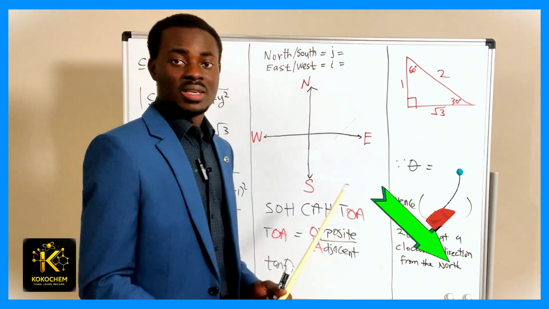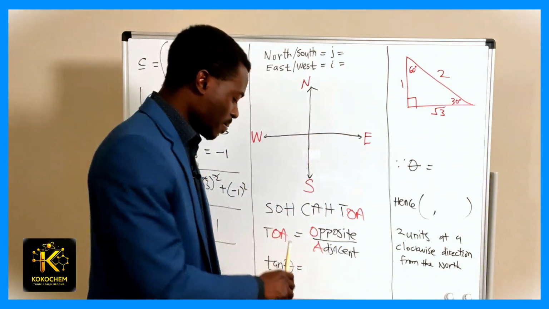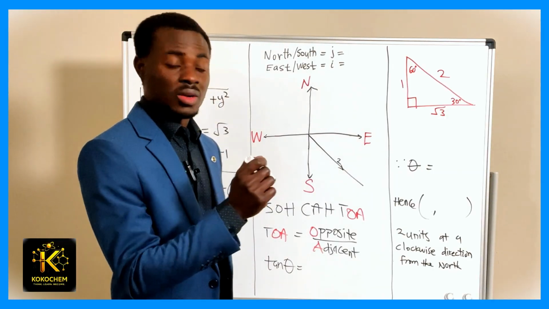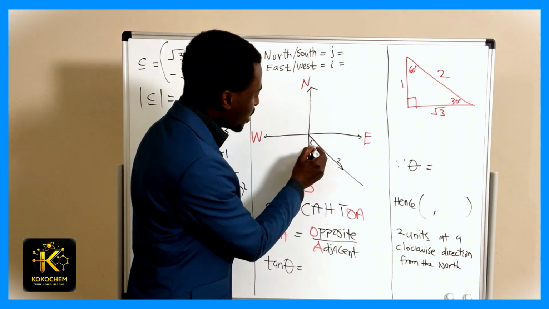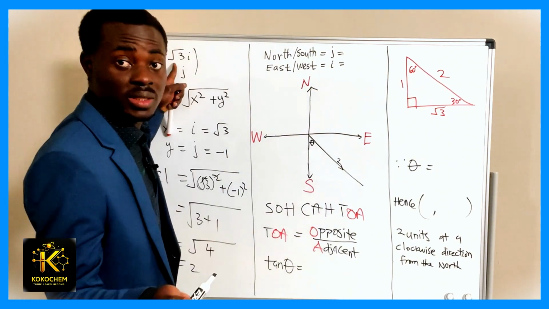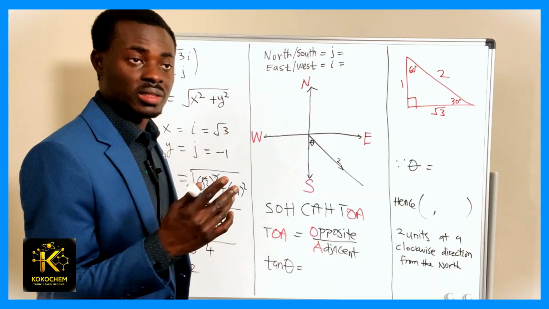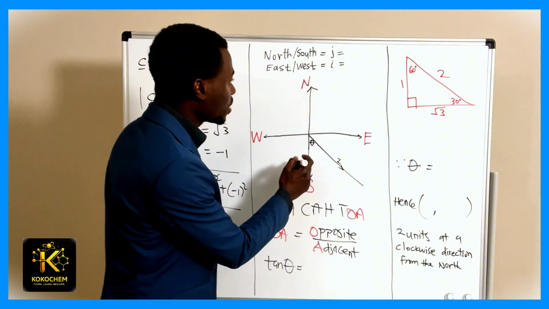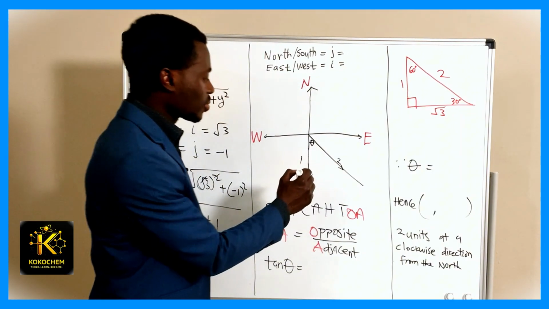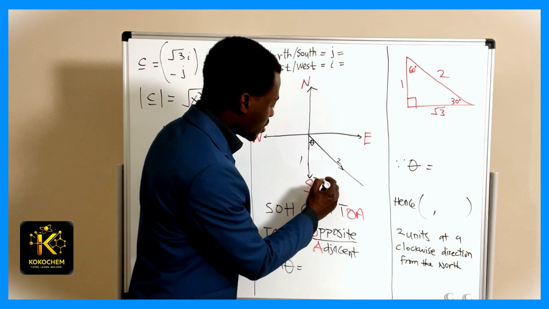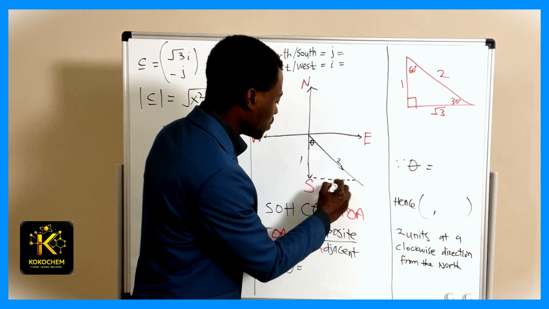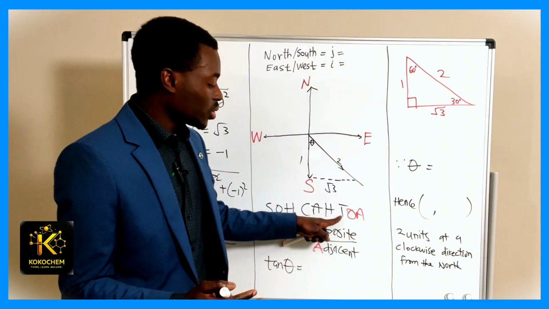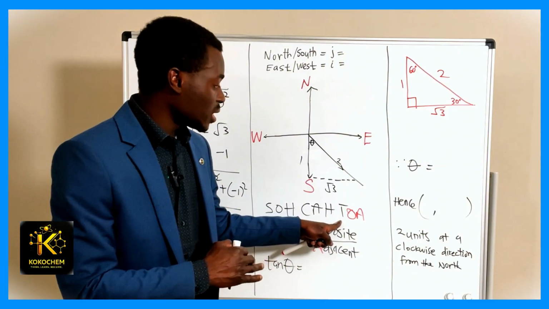GPS also uses bearing behind the scenes, okay? Bearings are always measured clockwise from the north. So we put a theta right here, okay? In the question, they gave us two components, the vertical and the horizontal component. The vertical component, which is j, was 1. And then the horizontal component, which is root 3.